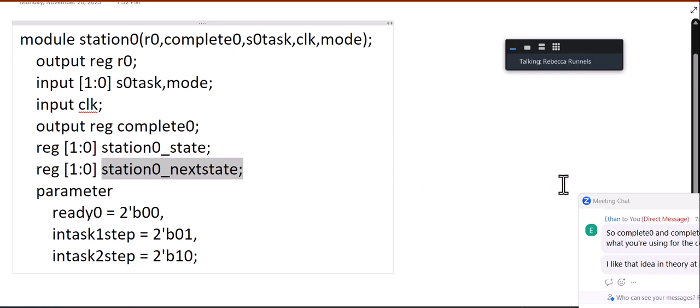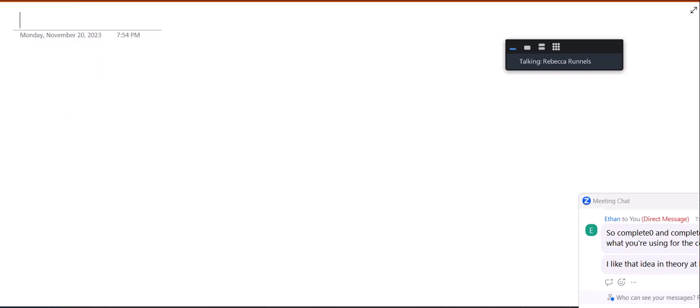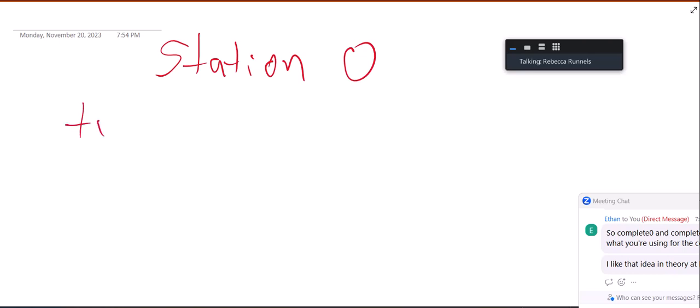Okay, so I've now talked about the setup, like what each module has as its inputs and outputs. I'd now like to talk about the states of the finite state machine for station 0 and station 1, unless there are more questions. Okay, so let's talk about how these stations work. So station 0, you are told that station 0, they both can accept tasks of type 1 and type 2.